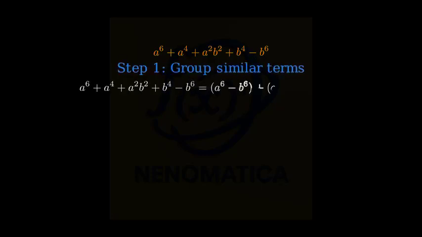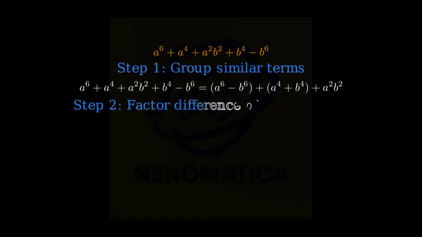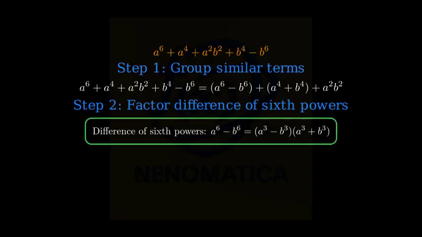We can rewrite this as a to the sixth minus b to the sixth plus a to the fourth plus b to the fourth plus a squared b squared. Now let's focus on the first group, a to the sixth minus b to the sixth. We can factor this as a difference of squares. Remember that a to the sixth minus b to the sixth can be written as a cubed minus b cubed times a cubed plus b cubed. So our expression becomes a cubed minus b cubed times a cubed plus b cubed plus a to the fourth plus b to the fourth plus a squared b squared.